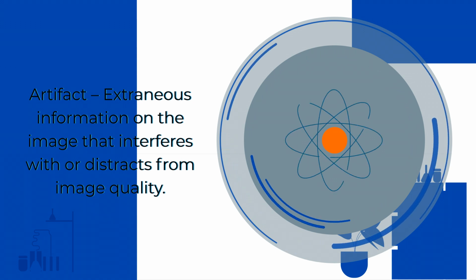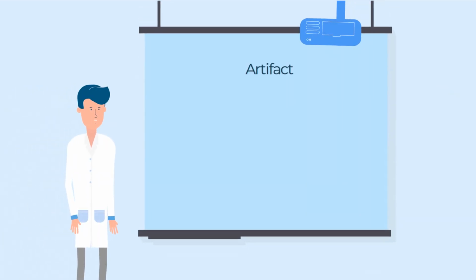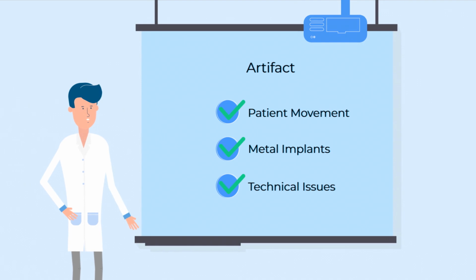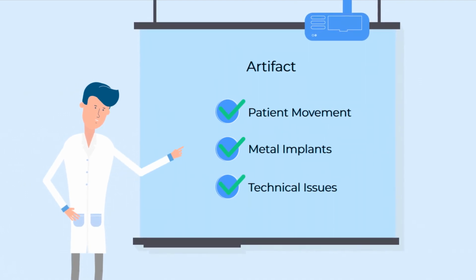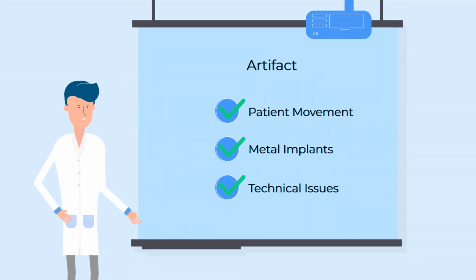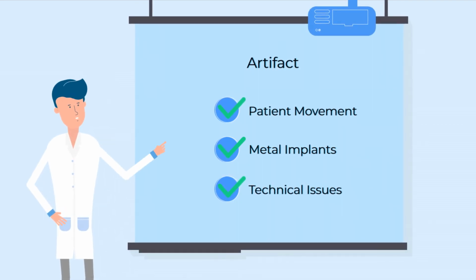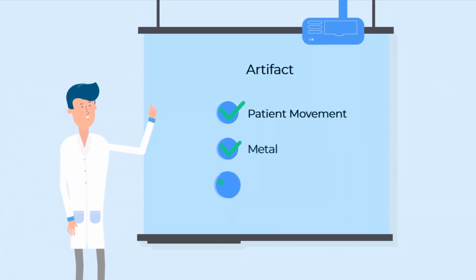Common causes of artifacts include patient movement, like breathing, coughing, or swallowing; metal implants, like pacemakers, dental fillings, or joint replacements; and technical issues, like equipment problems or wrong scan settings. When artifacts are present, the image might not be good enough for diagnosis, and a repeat scan may be needed.